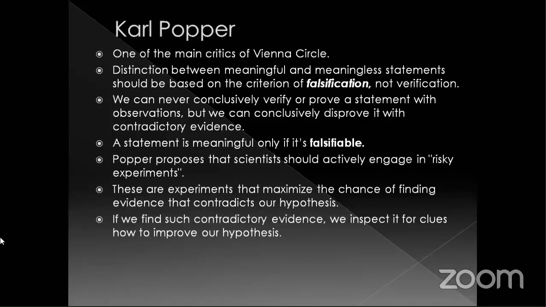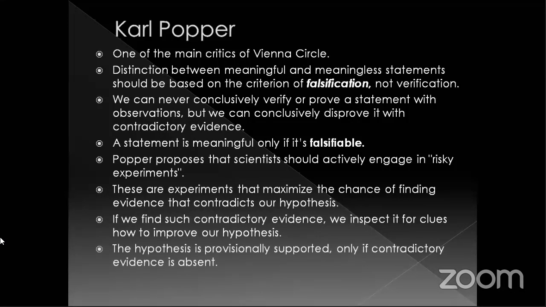Well, what about brown cats? We'll find out about brown cats then. We always need to run the process of falsification to improve our hypothesis. The hypothesis is provisionally supported if contradictory evidence is absent. That's a very important observation of Karl Popper.